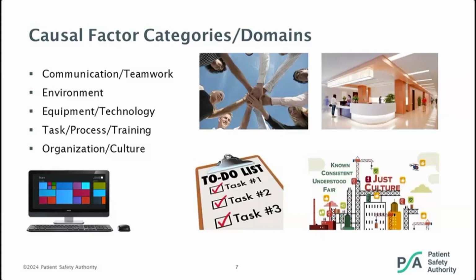Malfunctioning or poorly maintained equipment can directly contribute to events. For example, in a manufacturing plant, they may experience a production line shutdown due to the failure of a critical piece of machinery, leading to delays, financial losses, and potential safety hazards for workers.